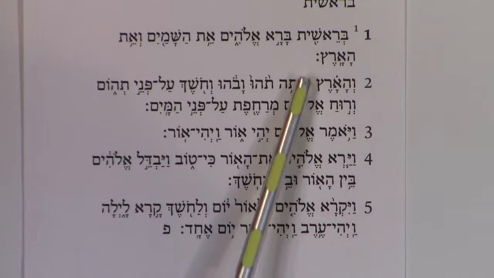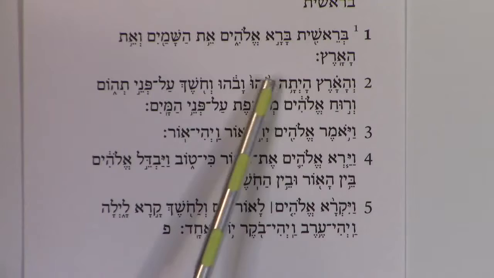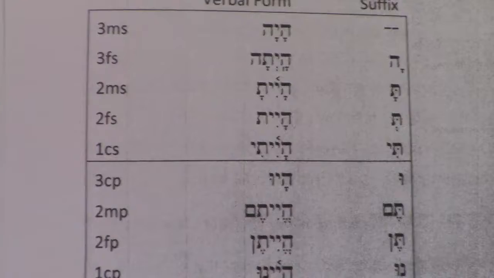And we see that, and I know I've already gone through this, but you go over to the table, and what's going to give you the clue is at the very end, the qamets and the hey. Go over here, the qamets and the hey, and it's third person feminine singular. See that? Hayta, see that? Third person feminine singular, right?